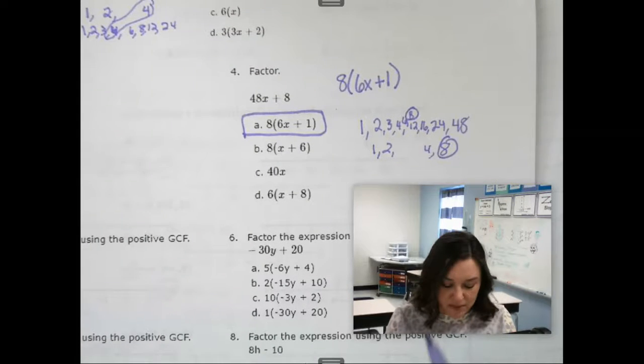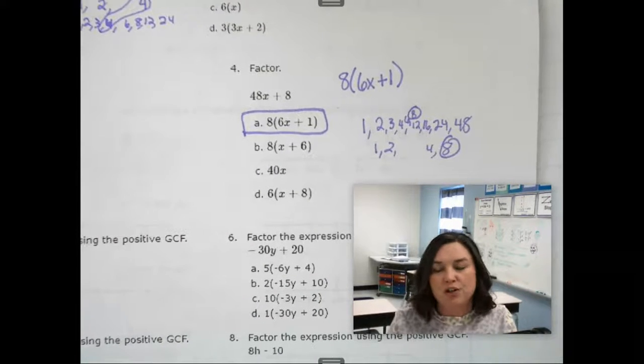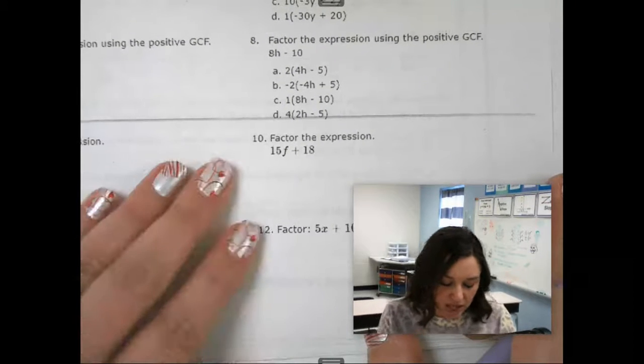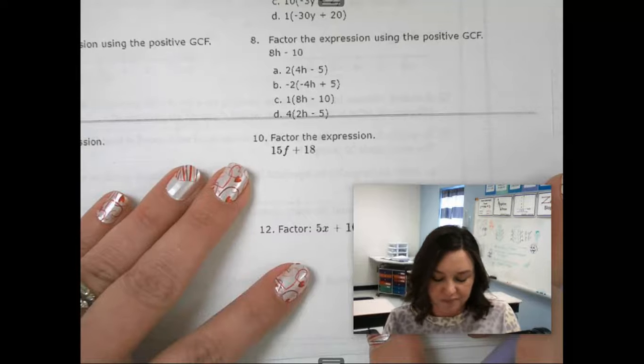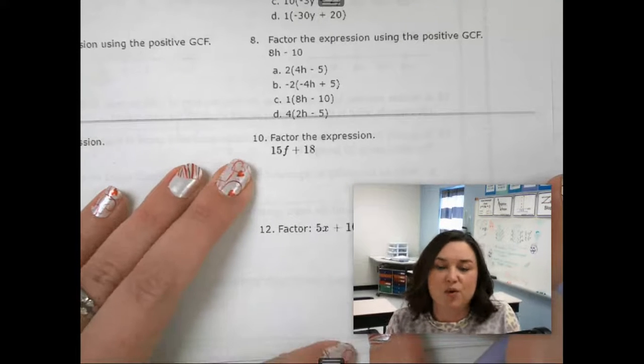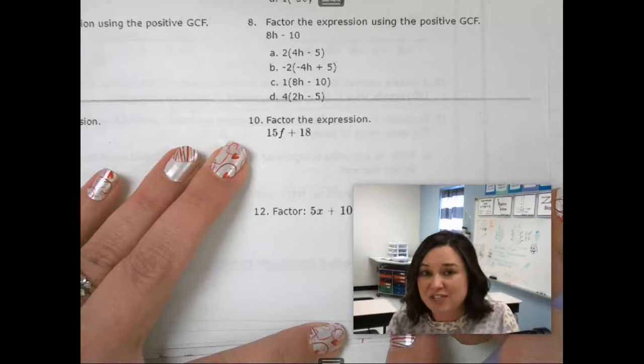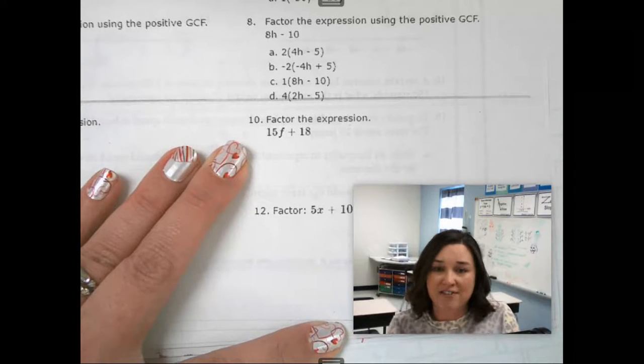Now I'm going to save some of these multiple choice ones for you to try on your own. So I'm going to go down to one of these that's not multiple choice. So I'm going to look at number 10. Factor the expression. What do 15 and 18 have in common? When I look at 15 and 18, I automatically see that they have a 3 in common, but that's because I've done this a lot.